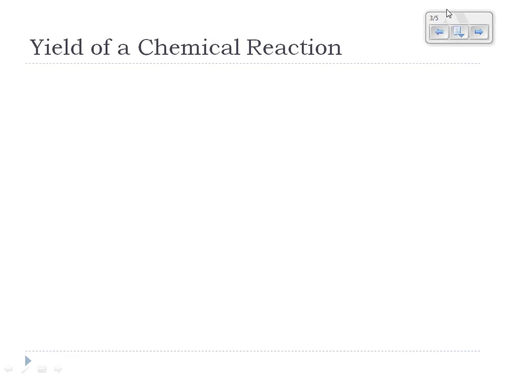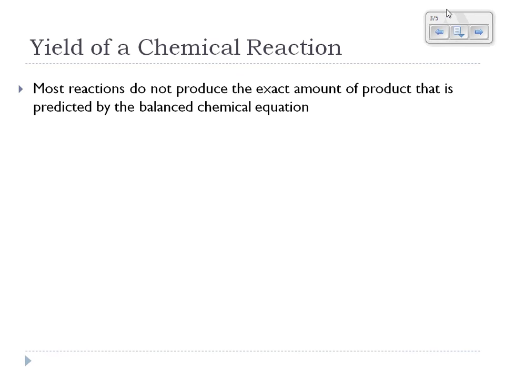Yield of a chemical reaction. What is that? Here's the thing. Most reactions do not produce the exact amount of product that is predicted by the balanced chemical equation. So basically, anytime you do a lab, you never get 100% of the product that you're supposed to get. There's always a little bit lost.